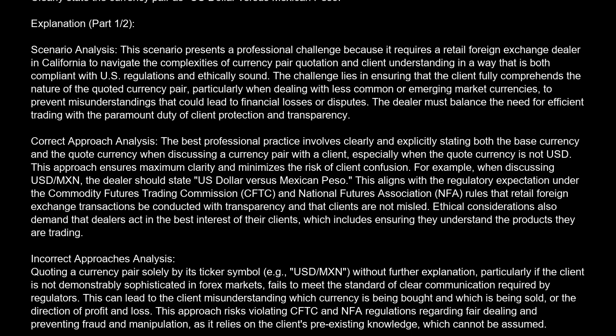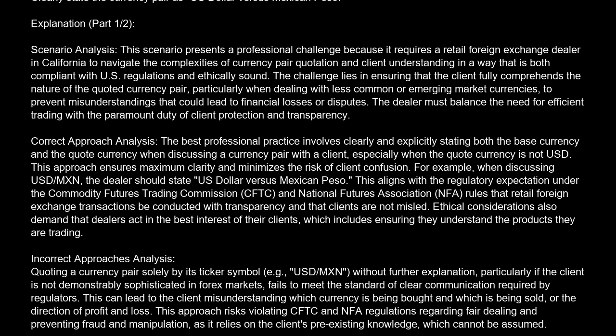This aligns with the regulatory expectation under the Commodity Futures Trading Commission, CFTC, and National Futures Association, NFA, rules that retail foreign exchange transactions be conducted with transparency and that clients are not misled. Ethical considerations also demand that dealers act in the best interest of their clients, which includes ensuring they understand the products they are trading.